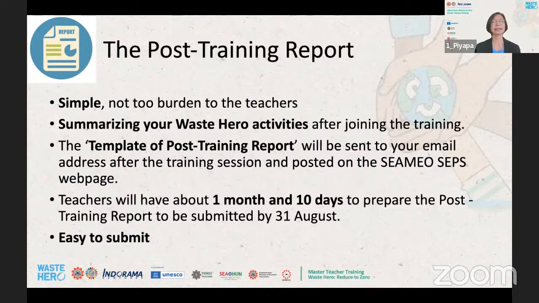And how do we design the post-training report? Very simple. I do not want to create a burden for the teachers. In the post-training report, we just request a summary of your Waste Hero activities. We do not want a long written report. That is the single way. And the template of the post-training report will be sent to you after you fill in the training feedback form.